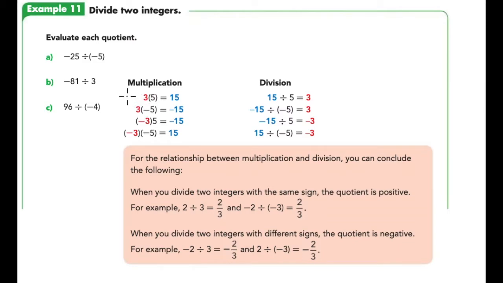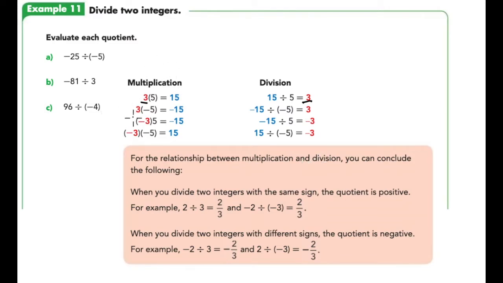If you look at the first multiplication fact, 3 times 5 gave us 15. And our division fact that would go with that, we would just read it backwards. 15 divided by 5 gave us 3. So we started with this positive 3 times a positive 5 to give us a positive 15. We divided that positive 15 by a positive 5, and that gave us a positive 3.